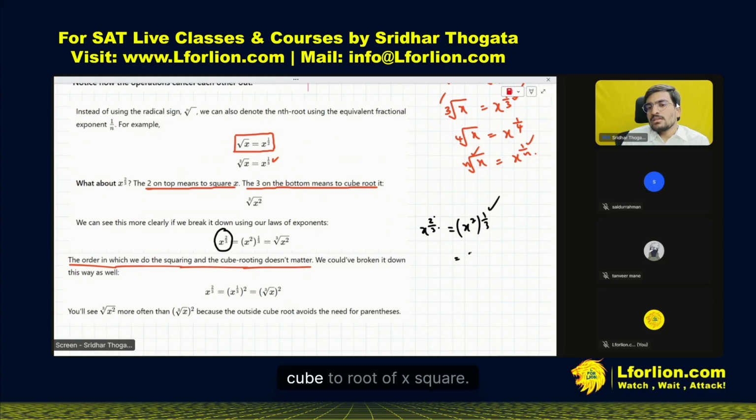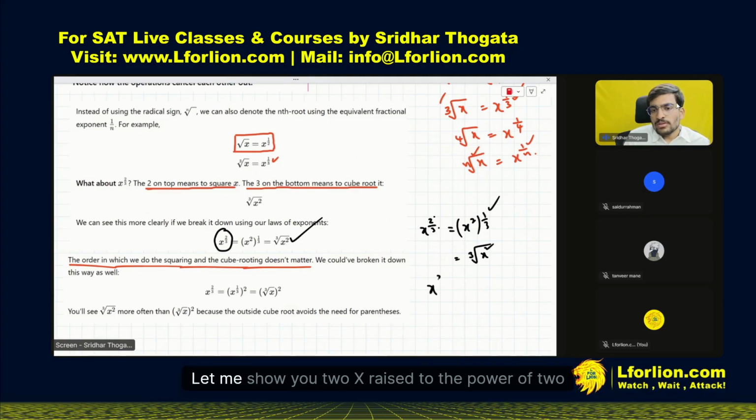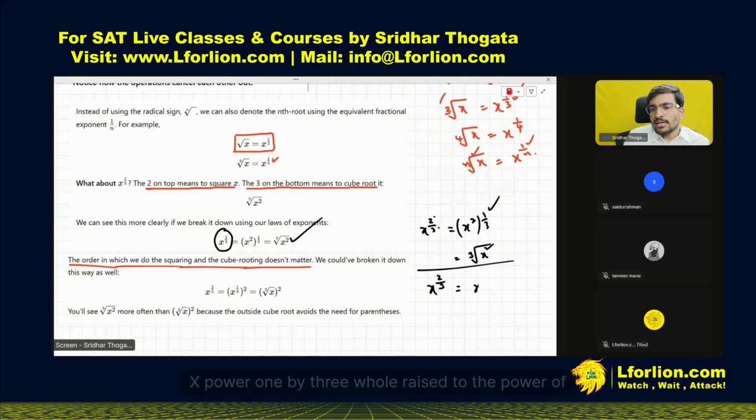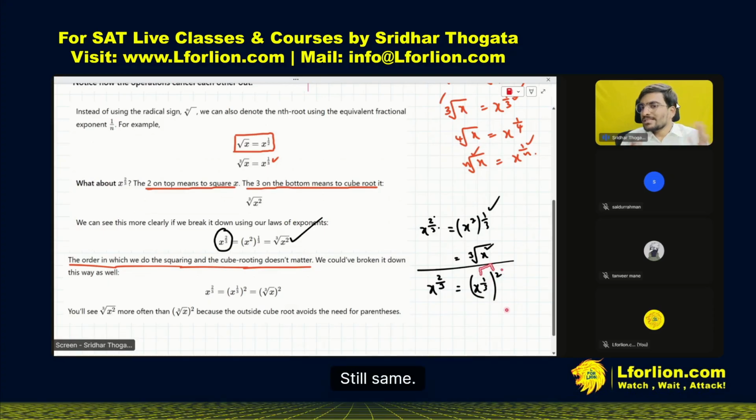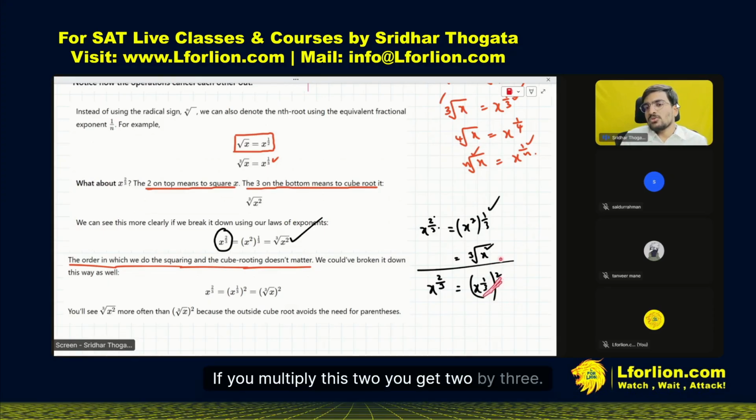It is cubed root of x square. That's what it is. Or else, if you do this way, you can do this way also. Let me show you. x raised to the power of 2 by 3, you can write like this: x power 1 by 3 whole raised to the power of 2. Here just reverse, like here we took 2 and 1 by 3, here we took 1 by 3 inside, 2 outside, still the same. If you multiply this 2, you get 2 by 3 only.